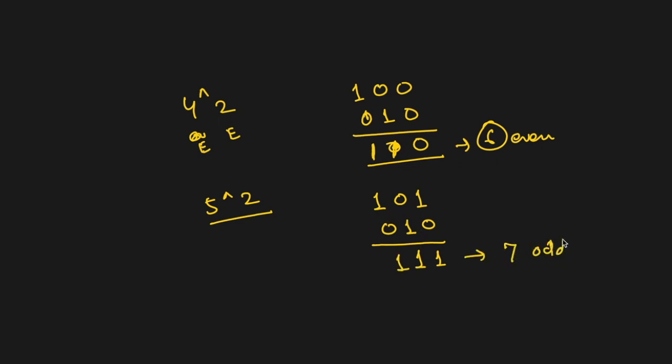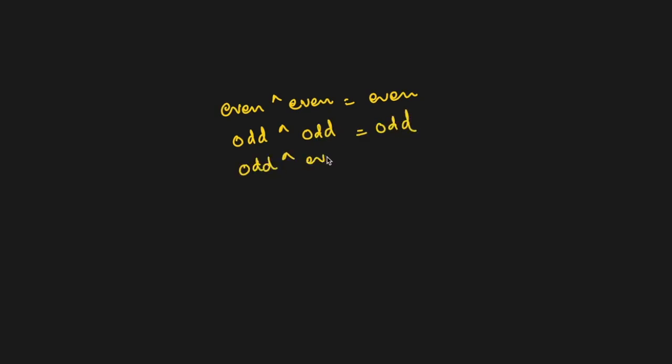Okay, so we can clearly see the pattern here, and the pattern is even XOR even is an even number, odd XOR odd is even, odd XOR even is odd, and even XOR odd is also odd.